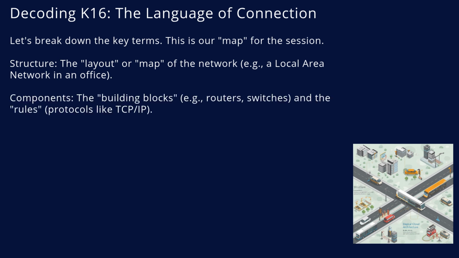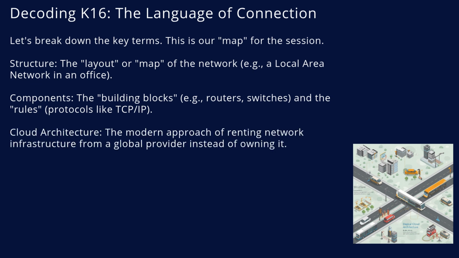Second, we'll cover components. These are the building blocks of the network. This includes the hardware, like routers and switches that act as traffic police, and the software, rules of the road, the protocols that all devices must follow to communicate. Third, we'll explore cloud architecture. This is the revolutionary, modern approach where, instead of building and owning your own expensive infrastructure, you rent it as a service from a massive global provider.